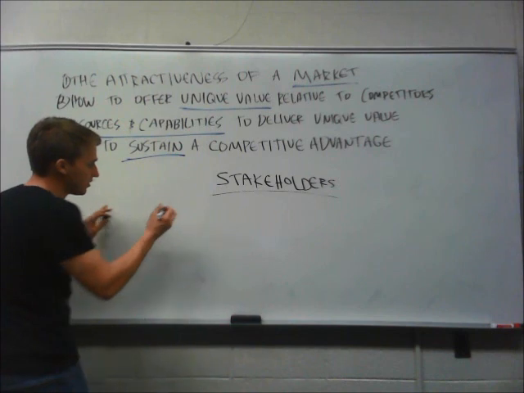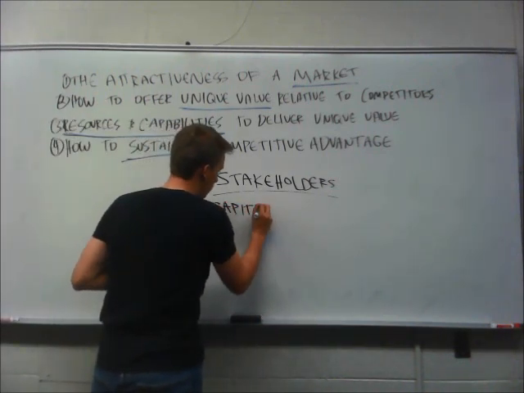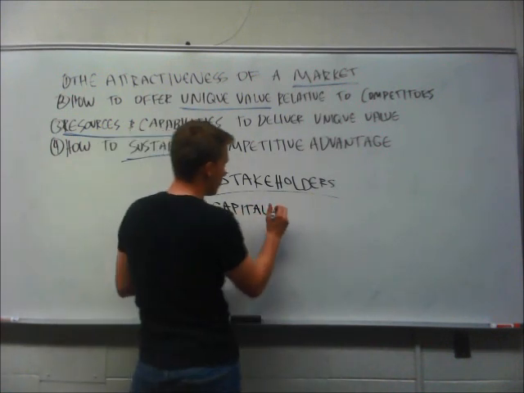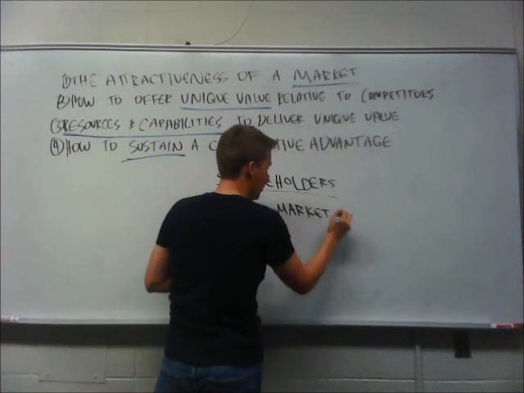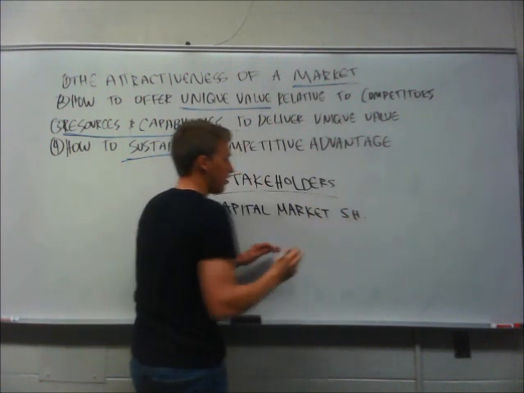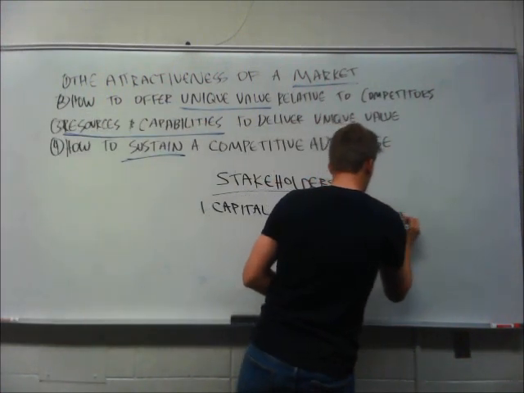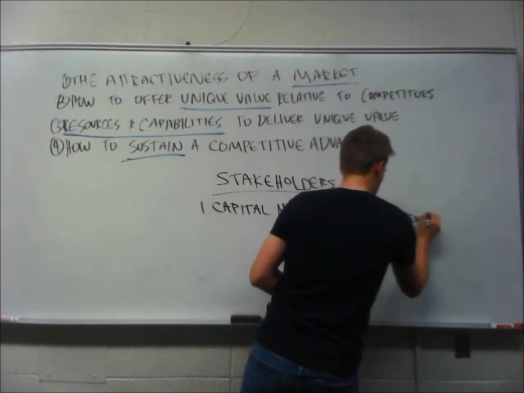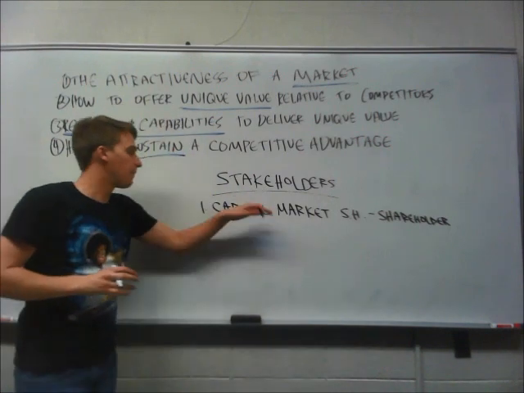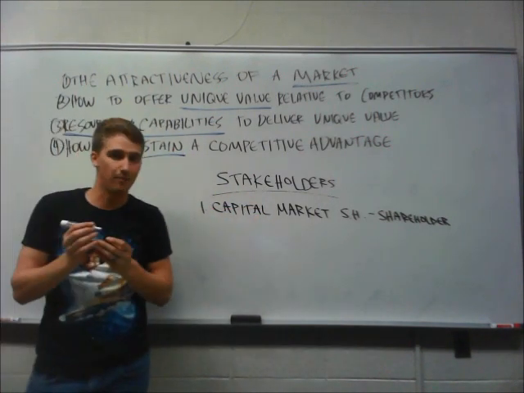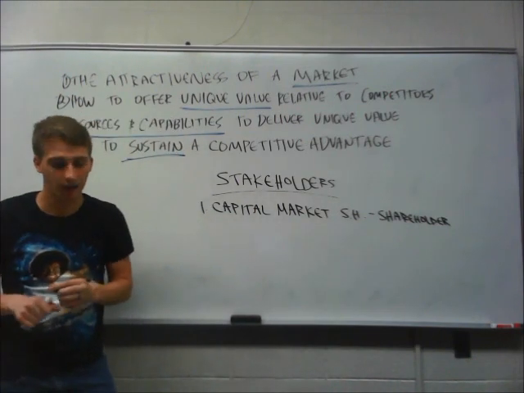So let me jump down to the first one. The first one is capital market stakeholders. This is shareholders. So these are the people that, if the company does well, get money in their pocket. So they have a stake in how well the company is doing. They care.